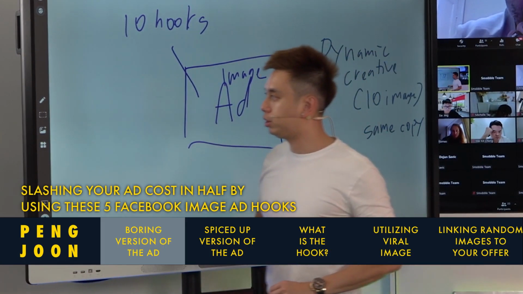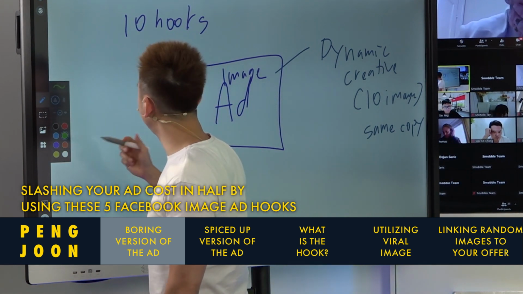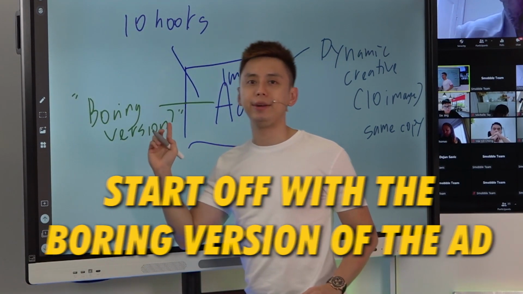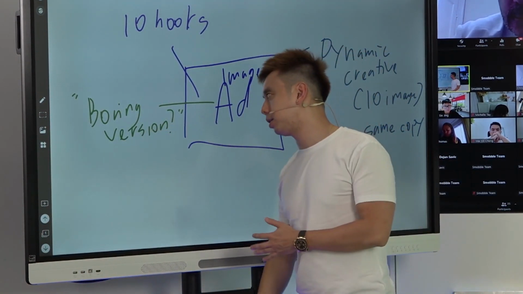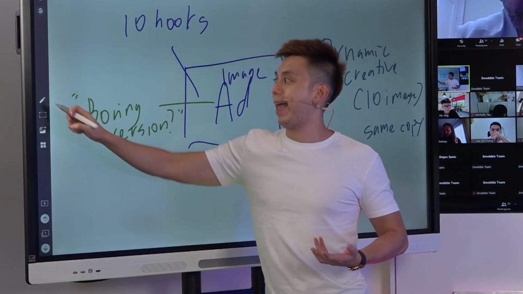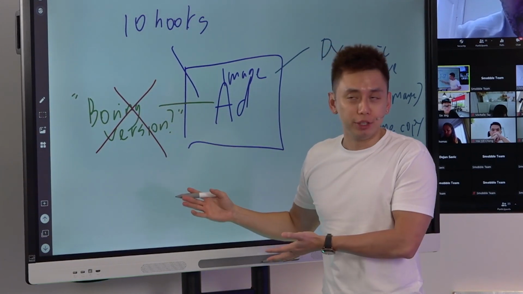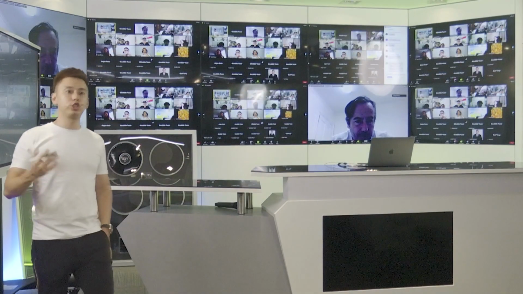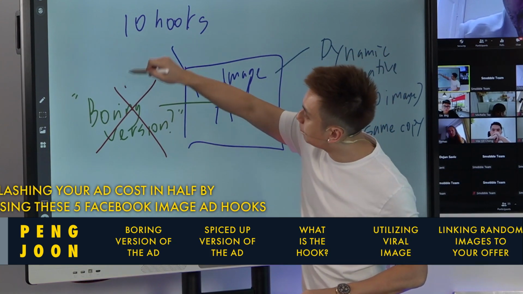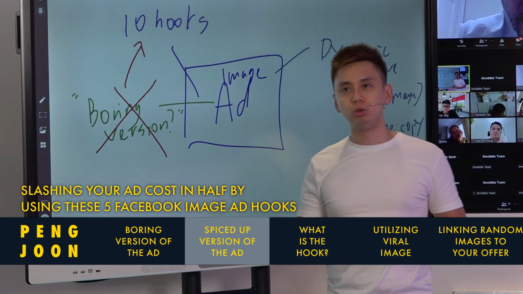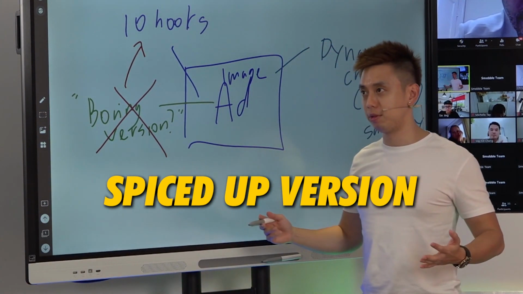The first thing I always start off with is, okay, what is the boring version of this ad? What is the version that every other marketer would use? Begin with that first so that you're aware, and then don't use that version. Okay, that's how I always begin. So the version that's boring, that's vanilla, what would that be? Once we have that, I want to think about how I transform this boring version into a spiced up version, a more interesting one.